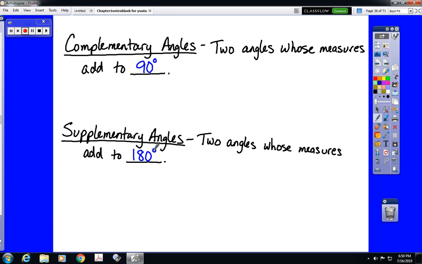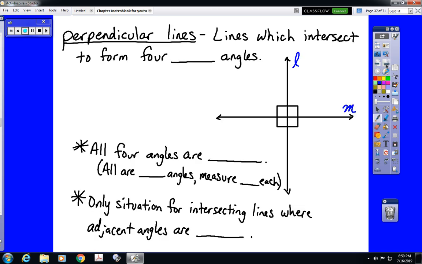And then the final new vocab term of the section is the idea of perpendicular lines. Again, perpendicular should not be a new word to us. Perpendicular lines are lines which intersect to form 4 right angles. Now notice the right angle symbol, this singular square. Okay, if we see a square in the mouth of an angle, that means right angle. So that indicates that those are perpendicular lines.